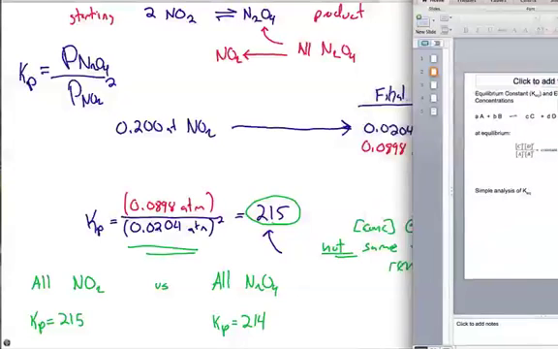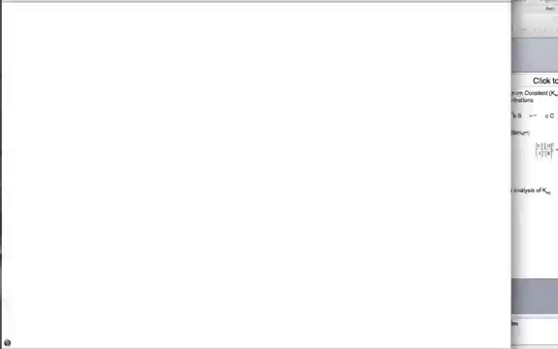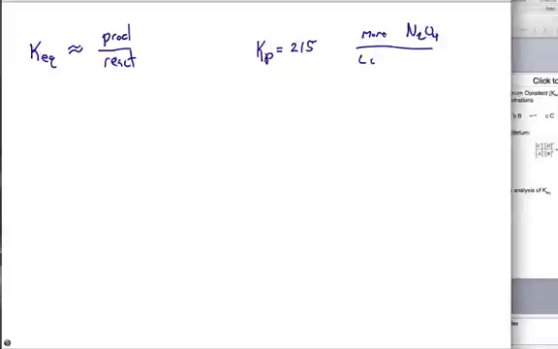So let's think about equilibrium constants, Keq, for a second. An equilibrium constant, again, you can think of as approximately equal to the ratio of the products over the reactants. It's not that simple. If we look at our previous examples, our equilibrium constant, Kp, was 215, and what we saw in both of those cases was that there was more N2O4 and less NO2 at equilibrium.